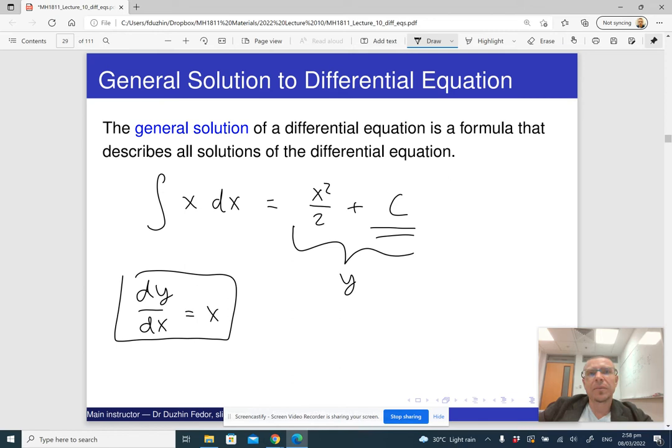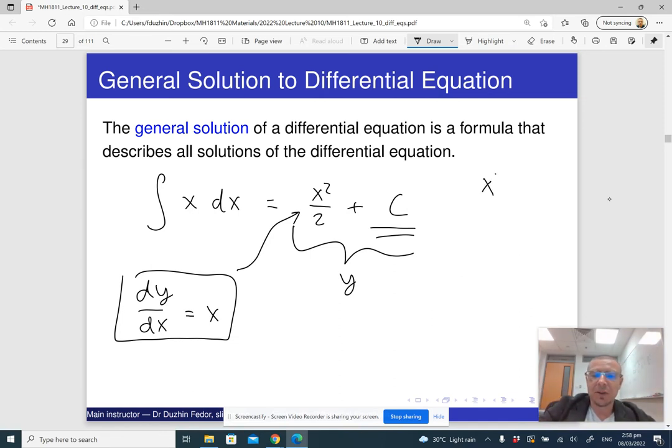So it is a differential equation where the right hand side of my differential equation just does not have the dependent variable. It only has the independent variable. Well, but at the same time, the solution to this differential equation is x squared over 2 plus c, right? And this formula describes all possible answers to this differential equation, not just a particular one. So it tells me how to obtain all possible solutions.